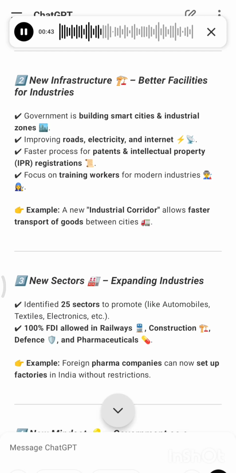2. New infrastructure, better facilities for industries. Government is building smart cities and industrial zones, improving roads, electricity, and internet. Faster process for patents and intellectual property registrations. Focus on training workers for modern industries. Example, a new industrial corridor allows faster transport of goods between cities.